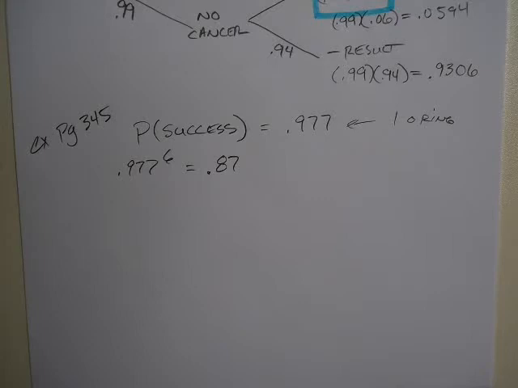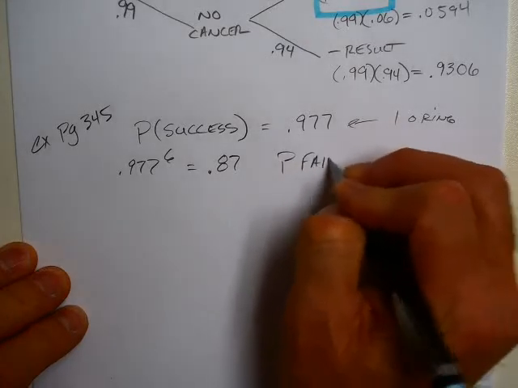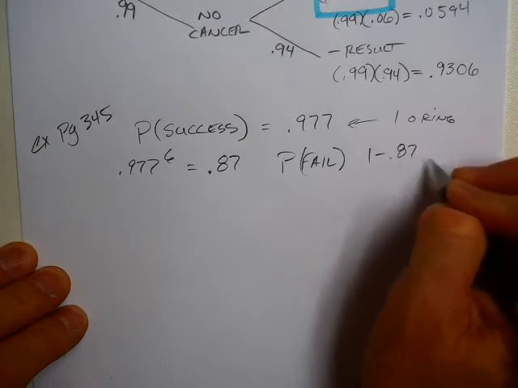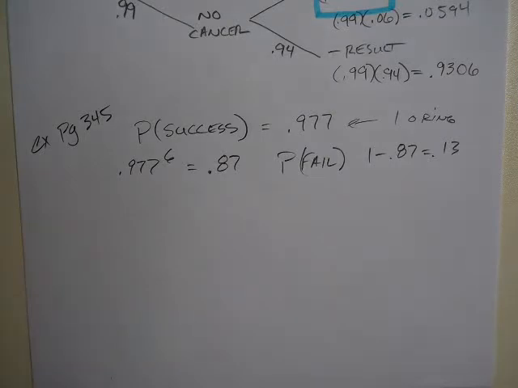Would failure be an uncommon situation with this percent? No. Something that happens more than 10% of the time is a fairly common event. So for NASA to choose to launch under these circumstances, when the probability of failure would be 1 minus this 0.87, 13%, is crazy.